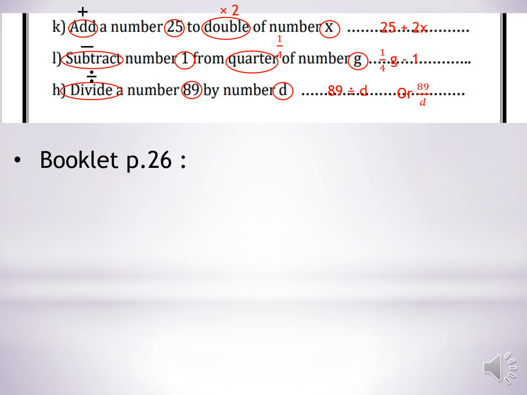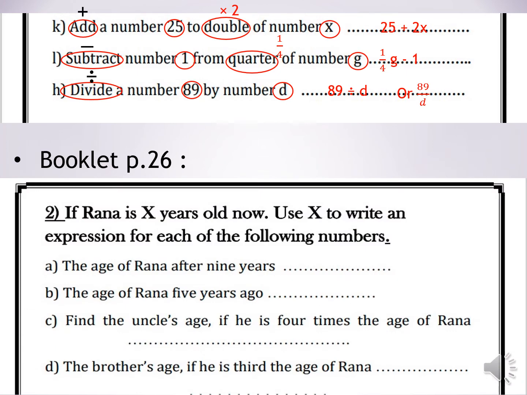Okay, your booklet, page 26. Number 2. If Rana is x years old, use x to write an expression for each of the following numbers. The age of Rana after 9 years. We said before that after is the keyword for plus. So the age of Rana now is x. After 9 years it will be x plus 9.